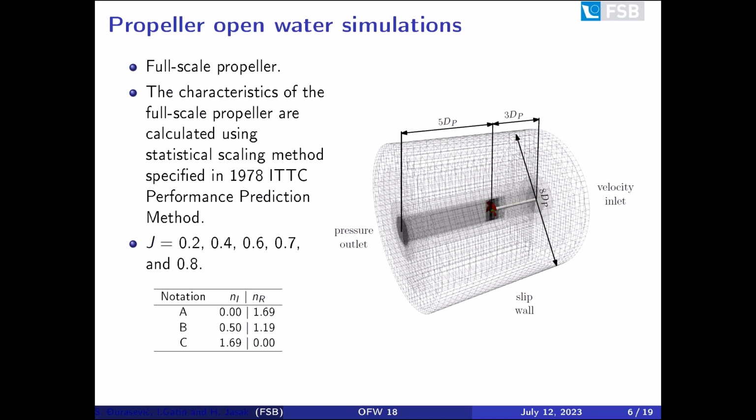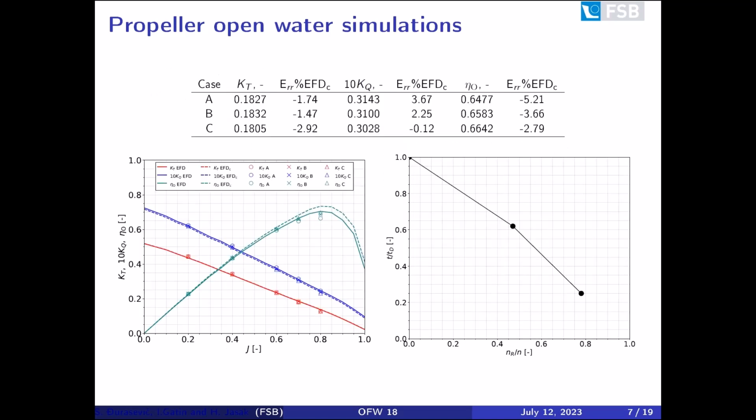Simulations are performed for the full-scale propeller, and the results are compared to the corrected experimental data. Experimental data which are available for the model scale propeller are scaled using the statistical scaling method specified in the 1978 ITTC performance prediction method.